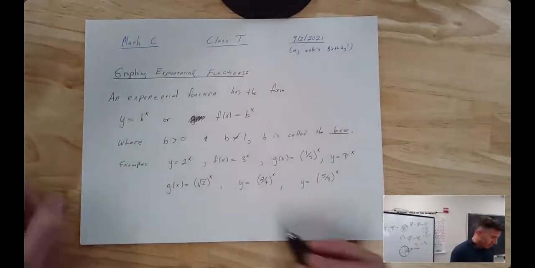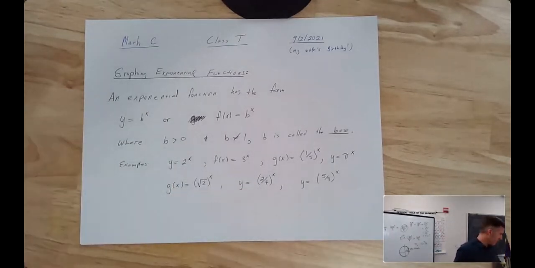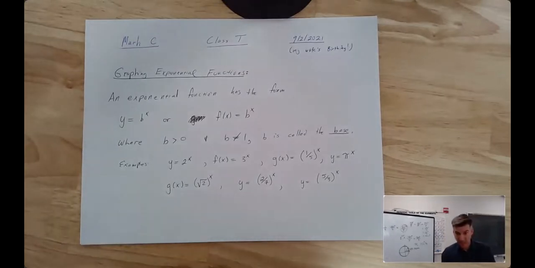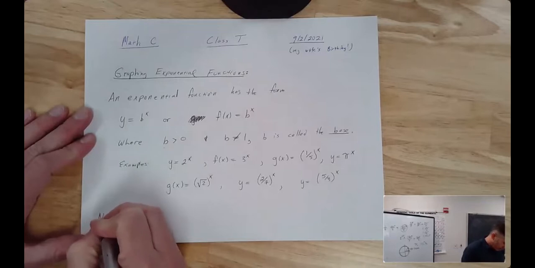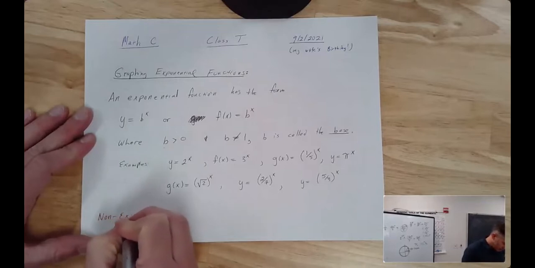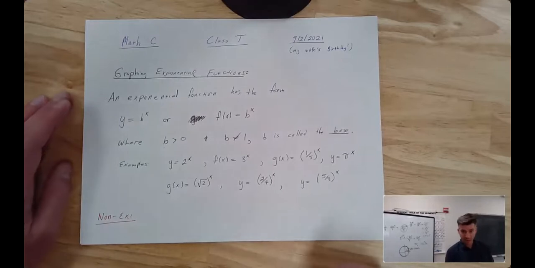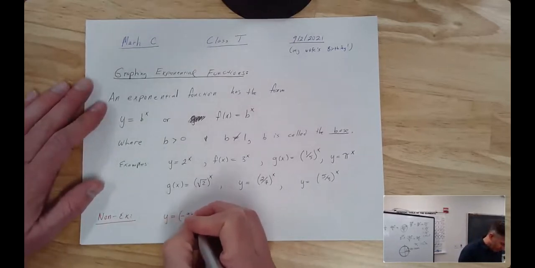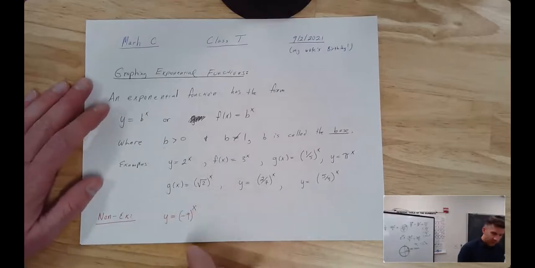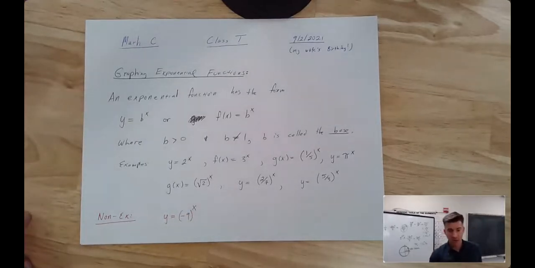The reason b has to be positive is because if you had a negative number, let's call it a non-example. A non-example of an exponential function would be something like y equals negative 9, in parentheses, to the x power. If you want to go look at it on Desmos, I highly encourage you to. The problem with something like this is that it's not defined for every possible value of x.